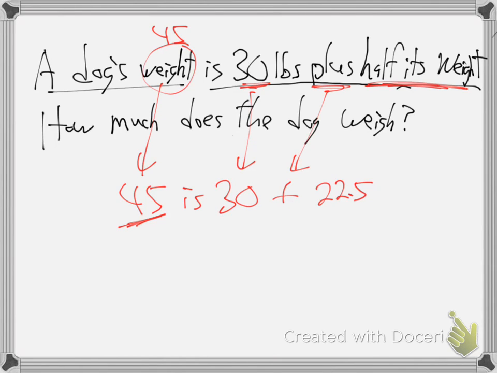That ain't true. Not 45, is it? Everybody see that? Doesn't work. 45 is not 30 plus half of 45. It's easy to get confused with the 30 and half the 30 is 15, but it didn't say half the 30, it said half the dog's weight. So it ain't 45.